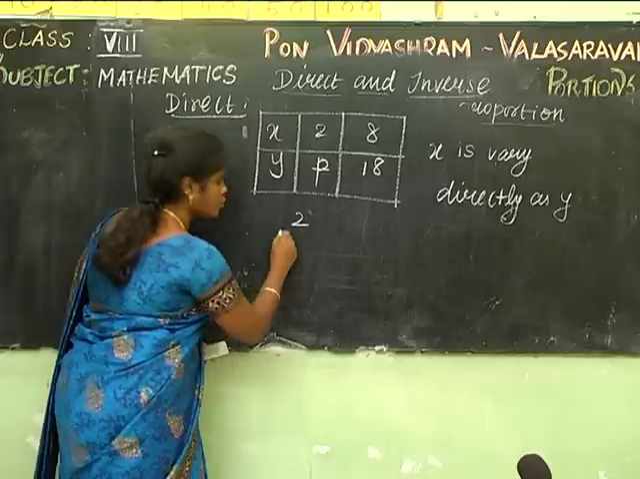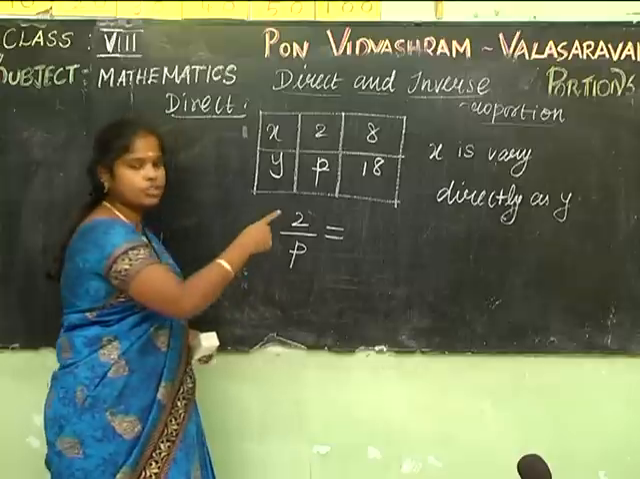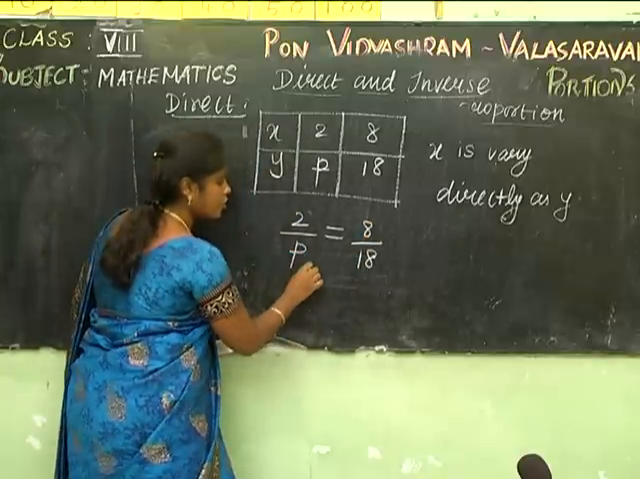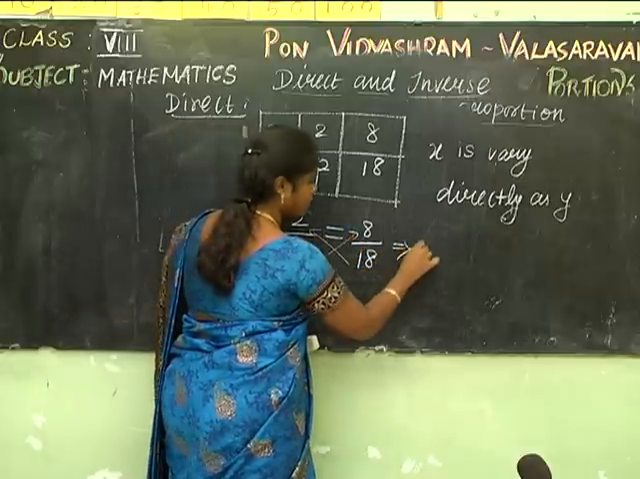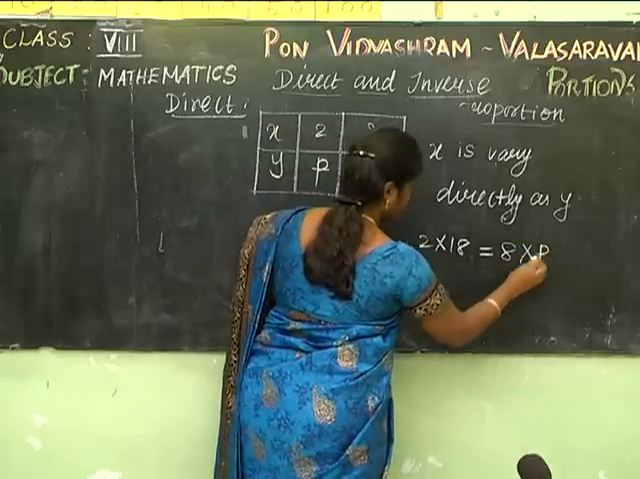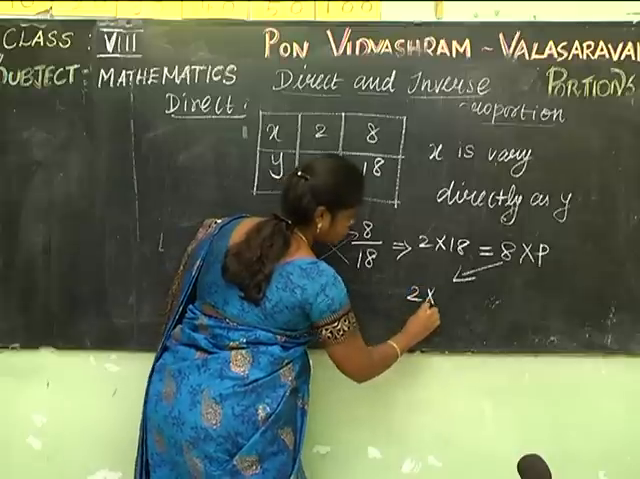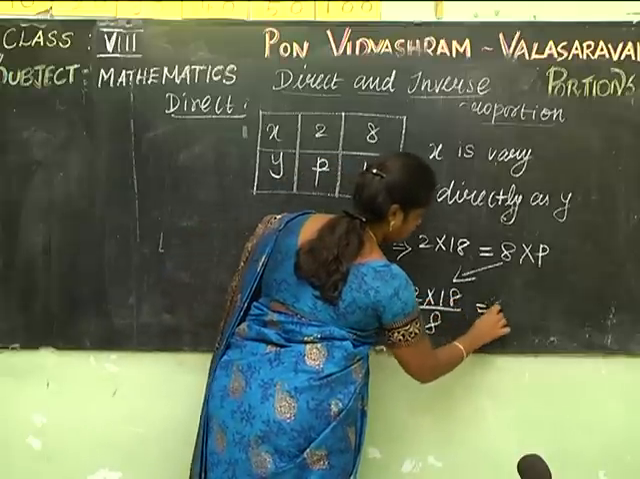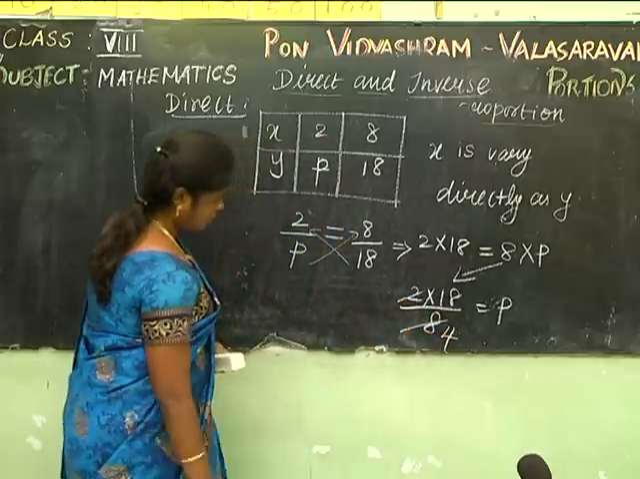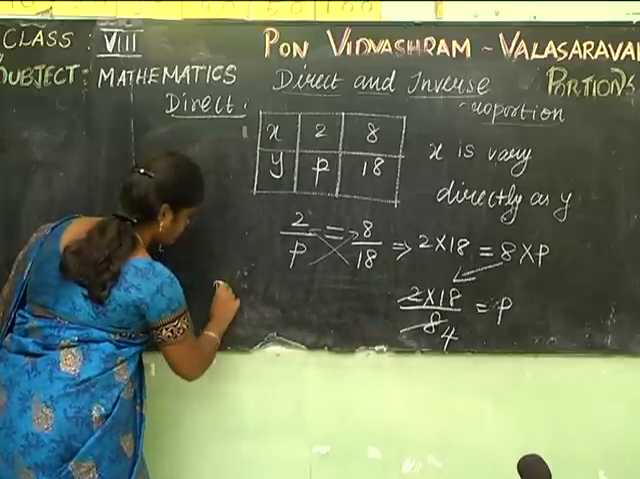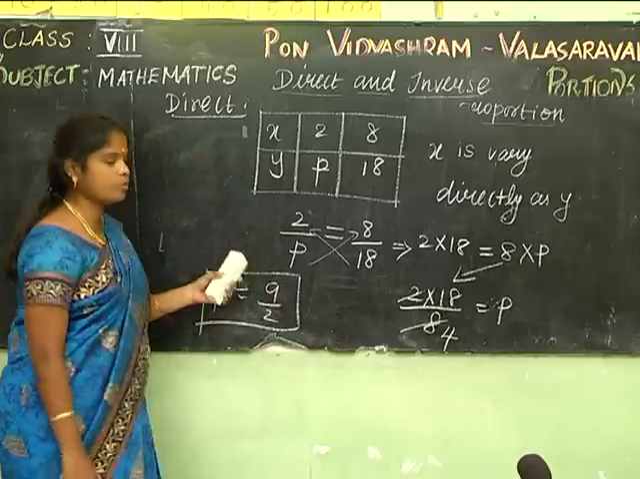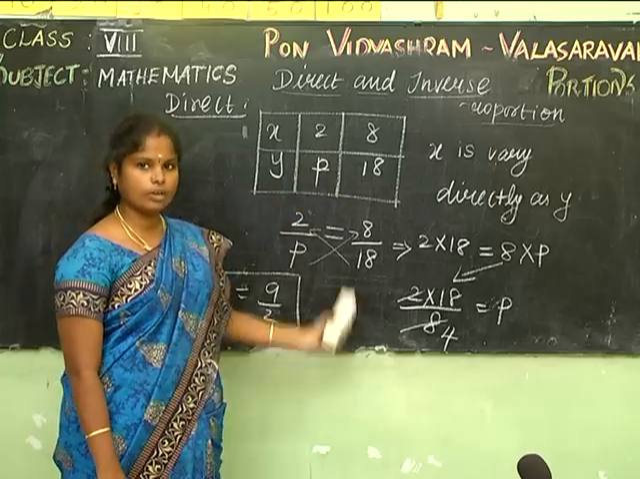So the first ratio is 2 by p, and we know that both the ratios will be equal. So 8 by 18. Then do the cross multiplication. So this will become 2 into 18 is equal to 8 into p, and this will become a denominator. So 2 into 18 by 8 is equal to p. So when you cancel this, you will get 18 by 4, therefore p is equal to 9 by 2. So this is your value. By using direct variation, we can find the unknown value for the given question.